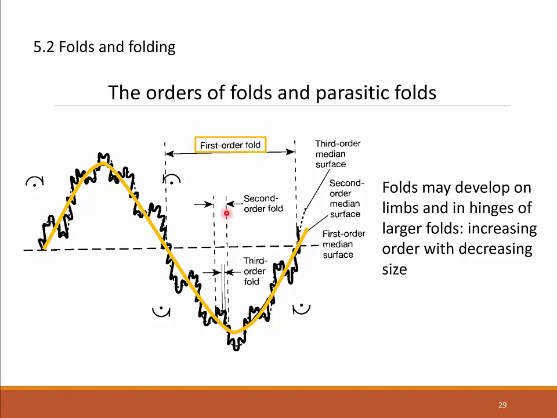These are the second order and the third order folds. That means very often we find folds of different scale, and in the field you might observe folds of meter scale or 10 meter scale in an outcrop that belong to much larger folds in the larger scale.